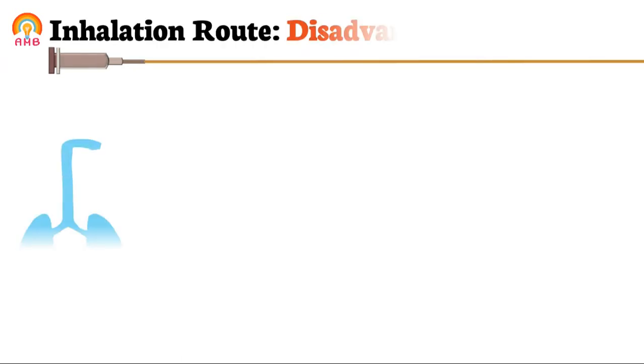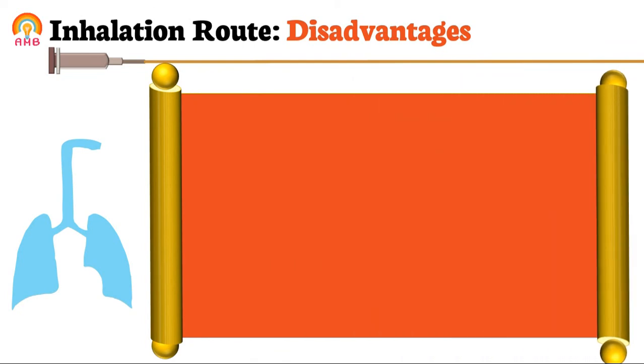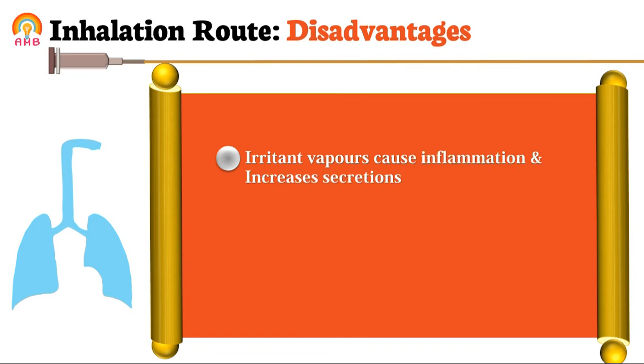Now we have to discuss the disadvantages of the inhalation route. Irritant vapors, if taken by the inhalation route, may produce inflammation of the respiratory tract, and there are chances of increase in secretions of the respiratory tract.